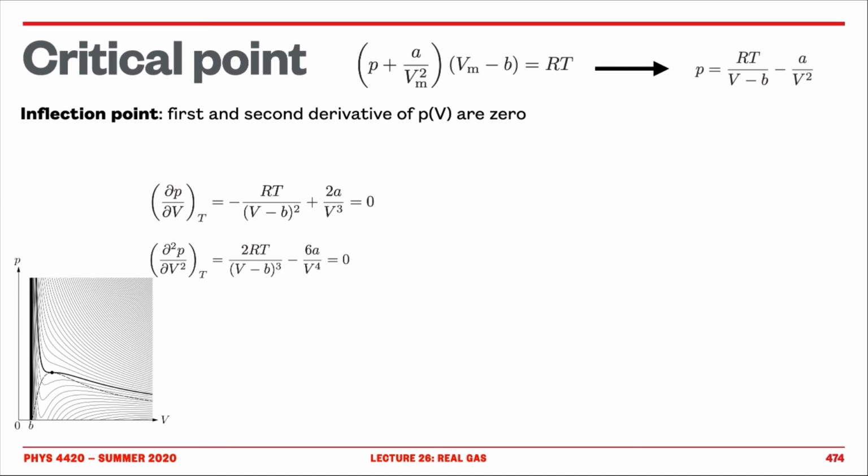I'd like to remind you, though, that this derivative is proportional to the inverse of the isothermal compressibility that we defined a couple of slides ago. So in other words, at that place, the compressibility diverges. Any tiny change in pressure is going to lead to an infinite change in volume. This is where things start. This is why we call it critical.